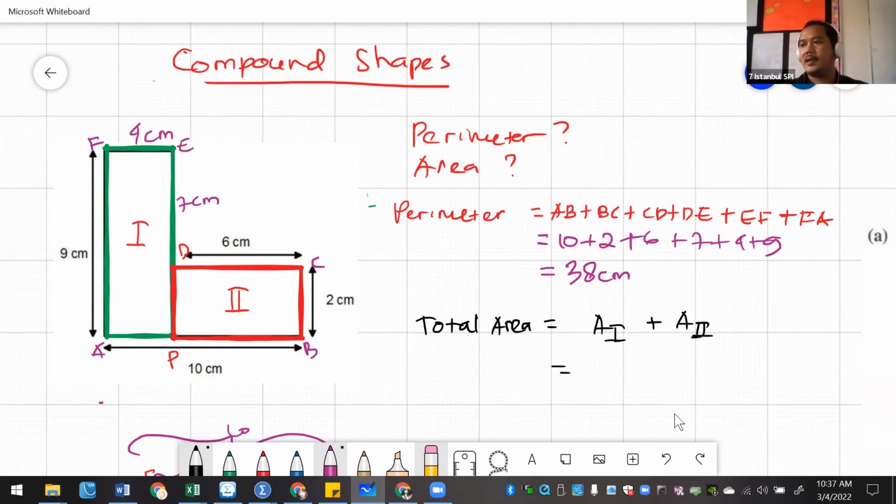Now I want to ask. I want to start from Aira first. Aira, can you help me calculate the area of shape number one?